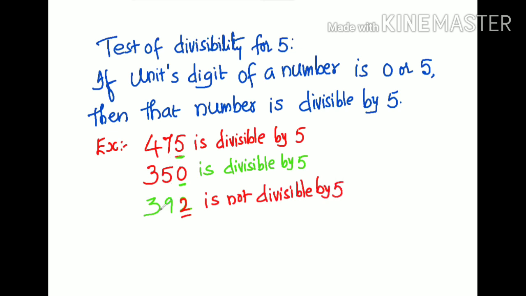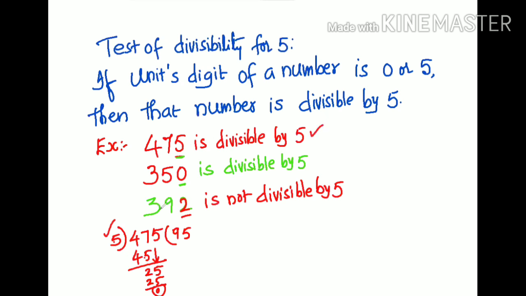Let us verify by long division method. Take 475 and divide by 5. 5 9s are 45. Here remainder 2. Bring down 5. 5 5s are 25. Remainder 0. So 5 divides. Here also 475 is divisible by 5.